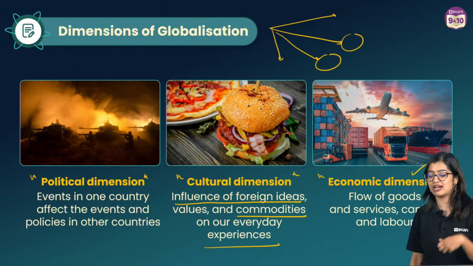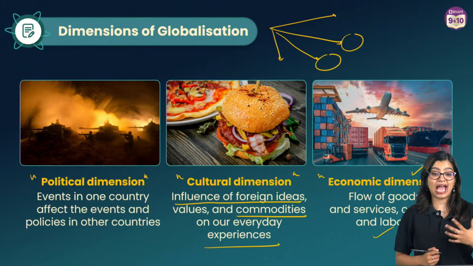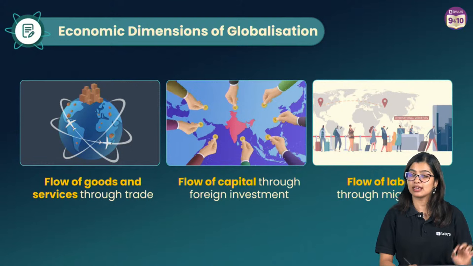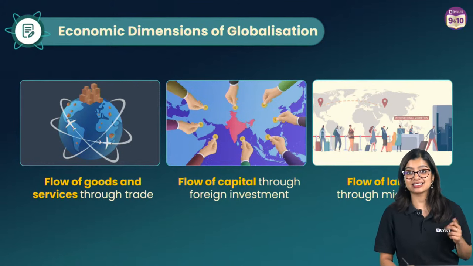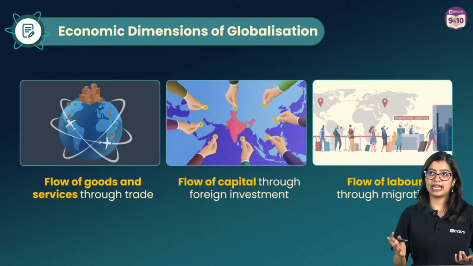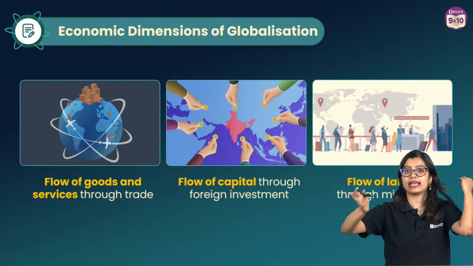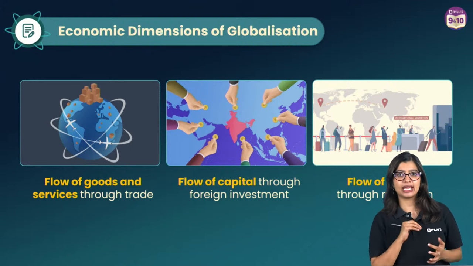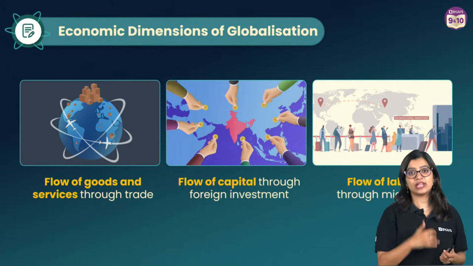Okay, now we also see that there is an economic dimension that we are more concerned about, which is our flow of goods, flow of services, flow of capital, and flow of labor. What do I mean by flow of goods and services? That is what we have discussed as trading, right? So when we trade, what happens? Imagine India is trading with, let's say, Spain. So we see that if there is constant trade happening, then it can improve the economy.